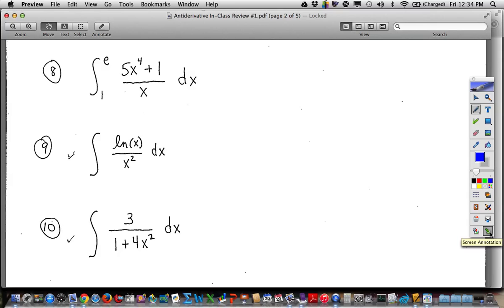Split it, right? This is one you could sit and look at for a while and say, maybe I should let u be the bottom, and you can really overthink it. No, this is just a split it apart. This over x would be 5x cubed, and 1 over x is going to be an ln, so we're just going to raise that up to a 4, divide by 4, and do an ln, and that's it.